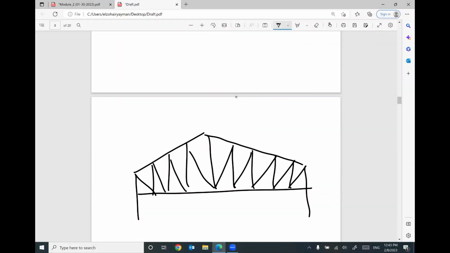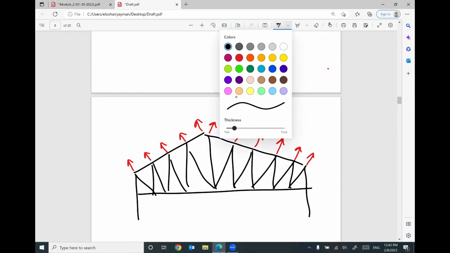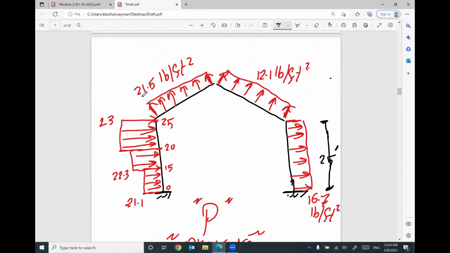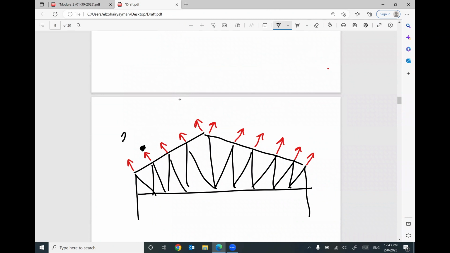Like this. Your pressure of wind will be perpendicular to this surface. Like this. Can you tell me how much this value is? I can tell you, 21.5, which is the pressure on this part, which is called P. So 21.5 times A prime times S.